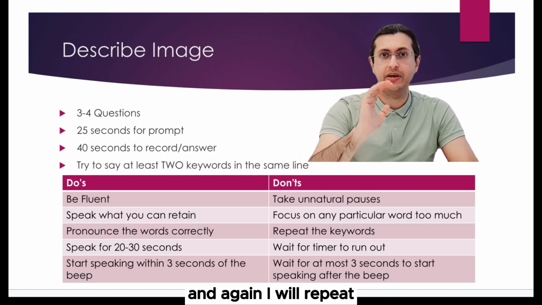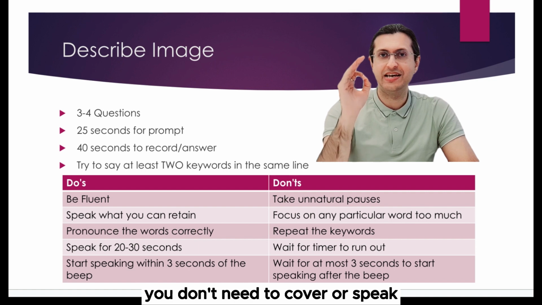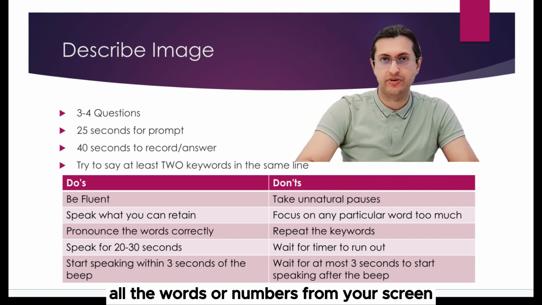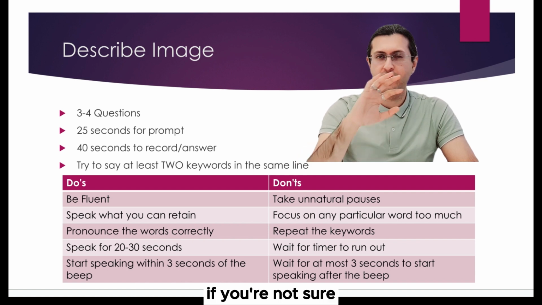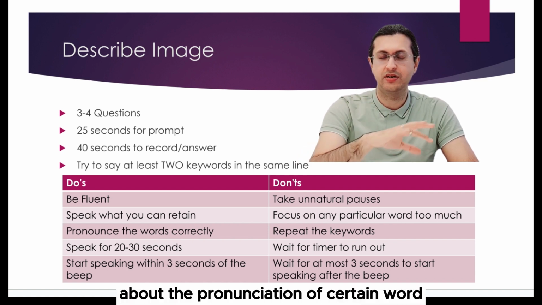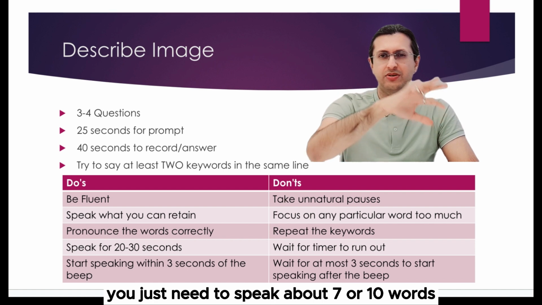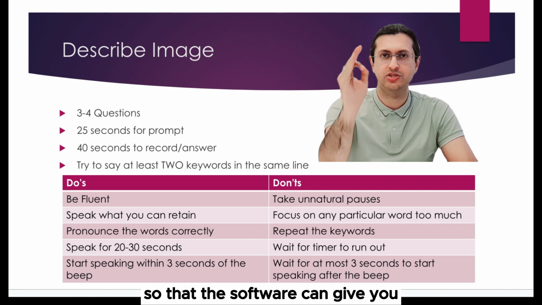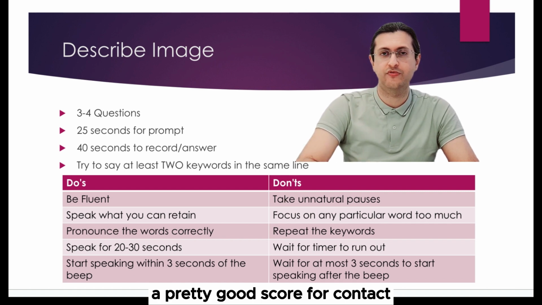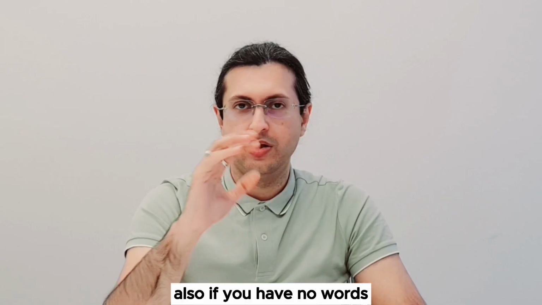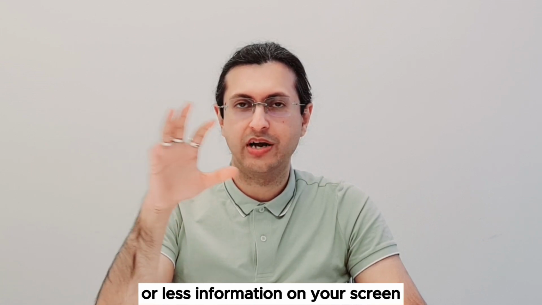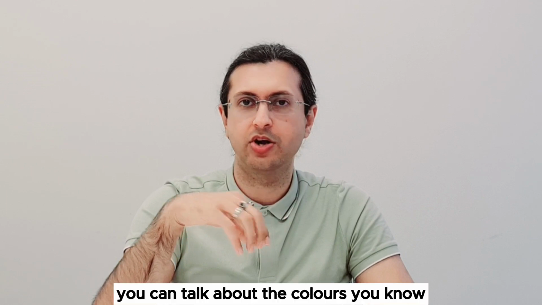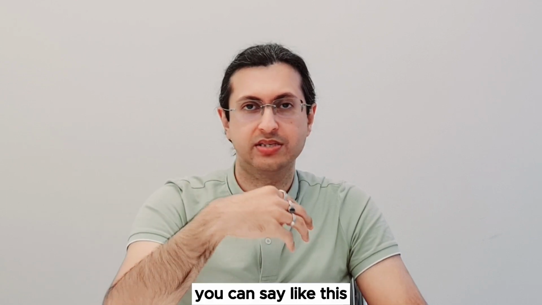And again, I will repeat, you don't need to cover or speak all the words or numbers from your screen. You don't. Okay? If you're not sure about the pronunciation of certain word, you can skip it. You just need to speak about 7 or 10 words which you see on your screen in a clear way or in a clear voice so that the software can give you a pretty good score for content. Also, if you have no words or less information on your screen, you can also talk about shapes and sizes. You can talk about the colors. You can say like this.